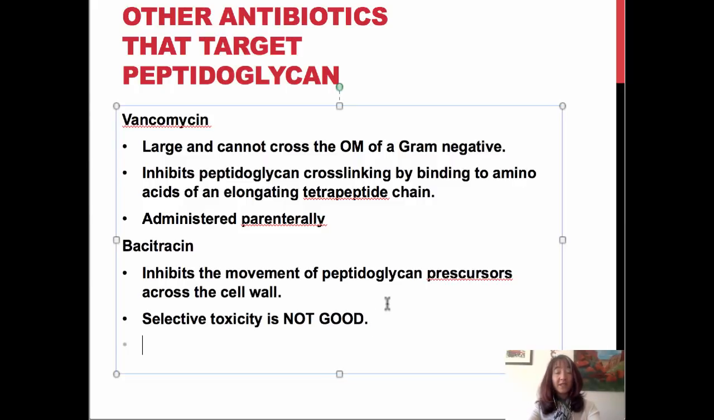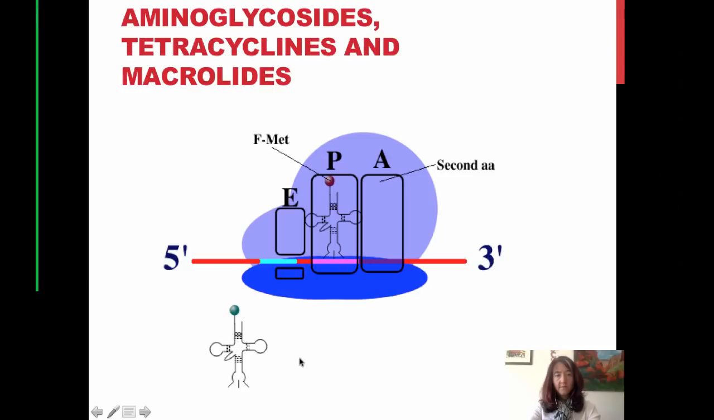Therefore, the only place we see this is in our over-the-counter triple antibiotic ointment that we put on our skin. And of course, our skin cells are already dead, so we don't need to worry about killing them. So we see this only used topically.